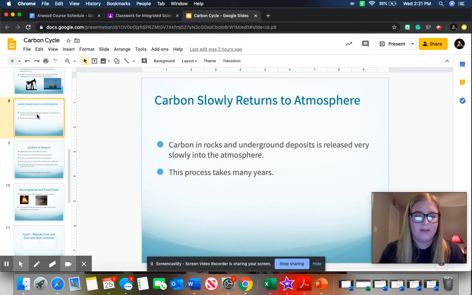So carbon slowly returns to the atmosphere from rocks and underground deposits and is released very slowly into the atmosphere. It can take many, many years.